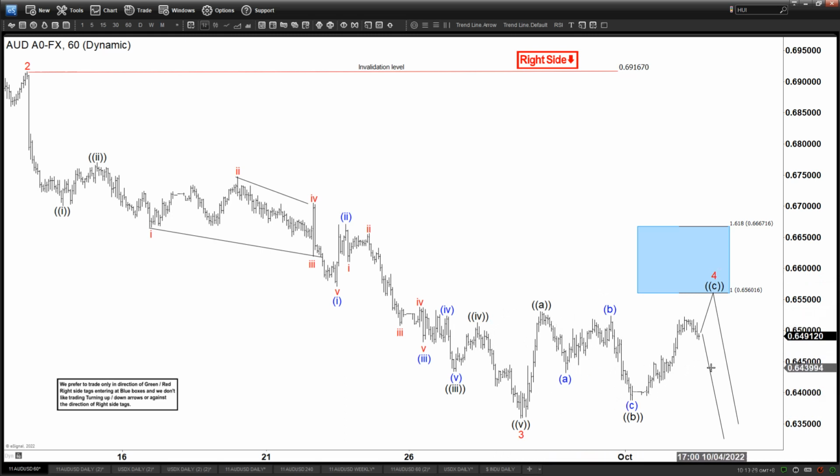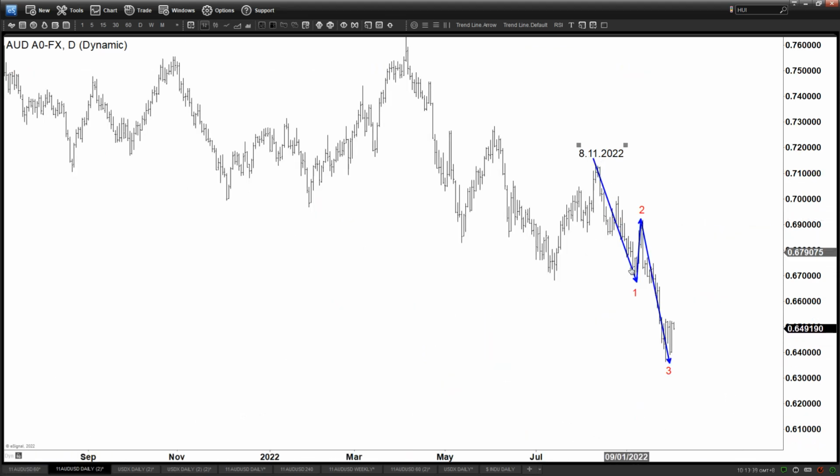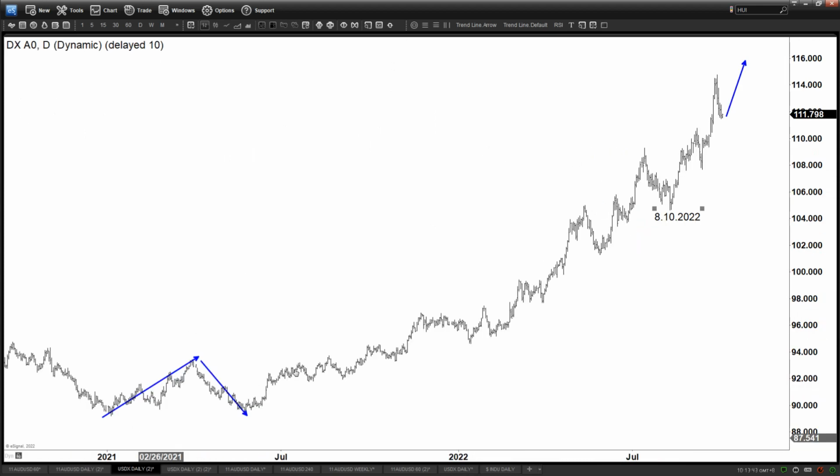So it looks to me that we still have a chance to extend higher into this equal leg, and from there we can fail and then continue to go down to complete a 5 waves subdivision from August 11. There should also be a 5 wave subdivision in the dollar index from the August 10 low here as well. Okay, so that's the update for today.